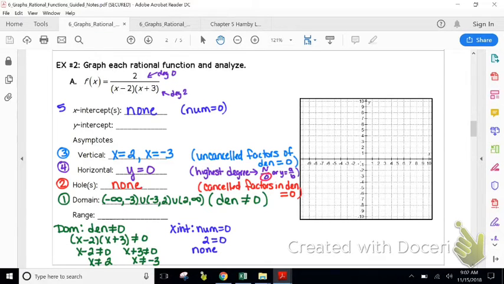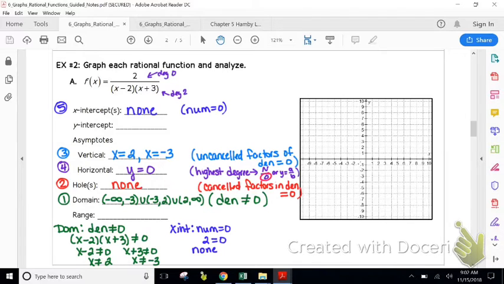And this is number 5? It's none again. Why? Because 2 cannot equal 0. I don't have an x to solve for, so therefore it just means it doesn't cross the x-axis. Okay. All right. Normally you might have like 2x on top. In that case you could solve for x. But here we don't have anything to solve for x, so it's just none.